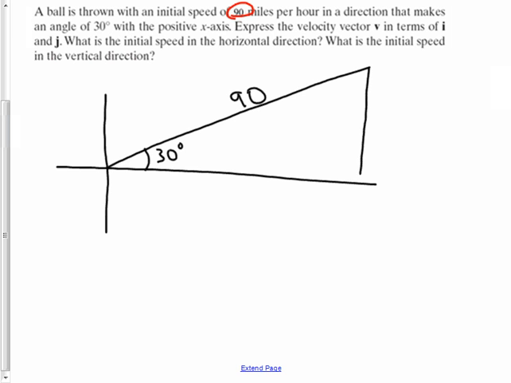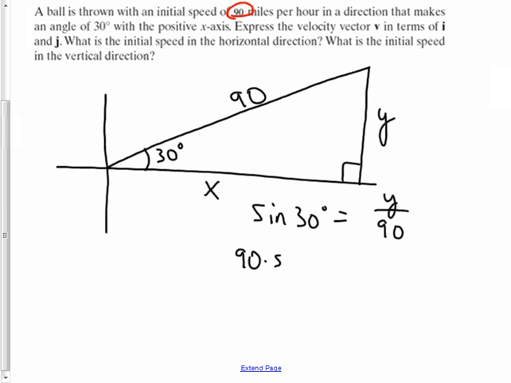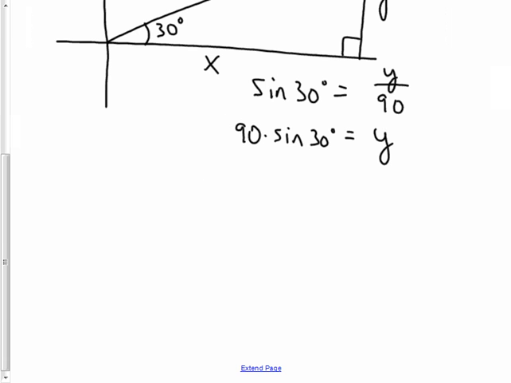So I'm going to make me a right triangle, and I have x and y values there respectively. So I can use right triangle trig to find these values. I know that the sine of 30 degrees is equal to y over r, in this case y over 90. So 90 times the sine of 30 degrees will give me my value for y. And 90 times the sine of 30, which is a half, gives me y, so y is going to be 45.